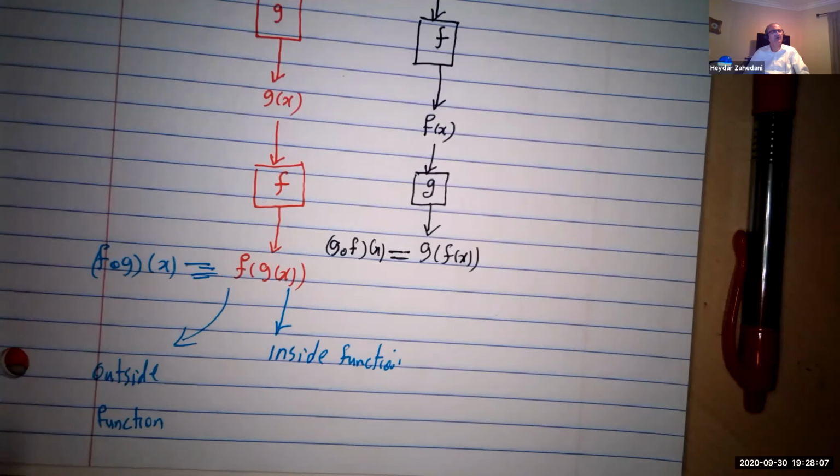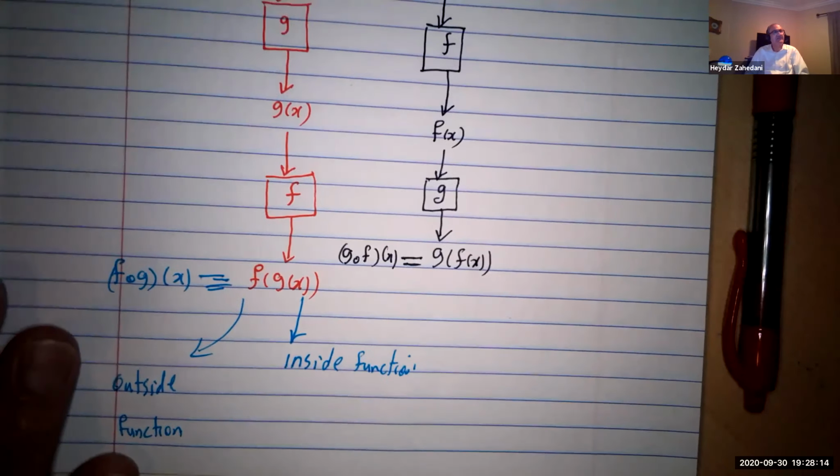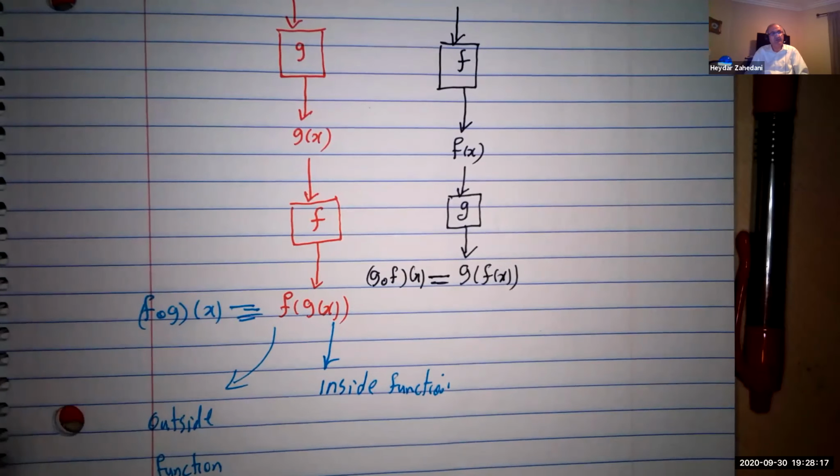Okay, so f of g, g of f. These are going to be the composition of two functions. You can go on forever. You can compose several functions to get the job done. You see, this is it.